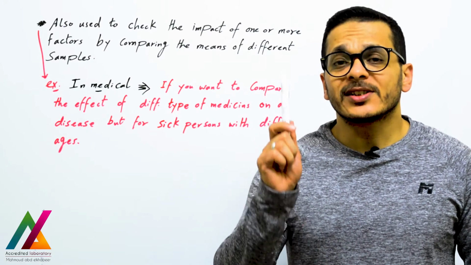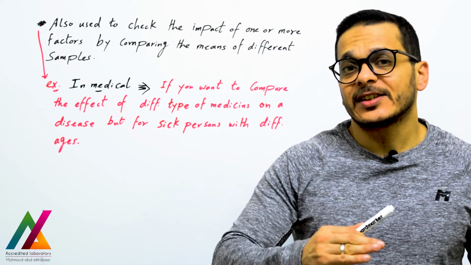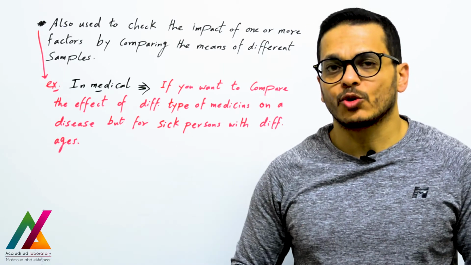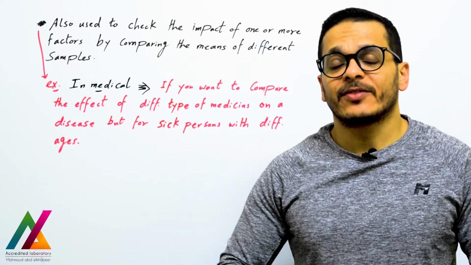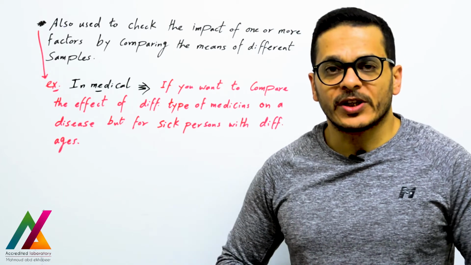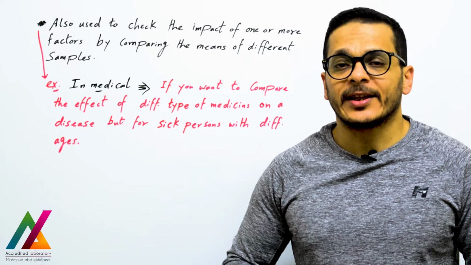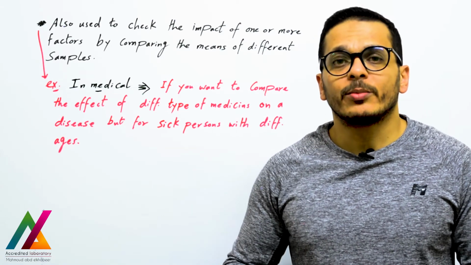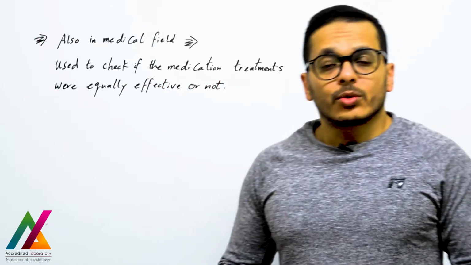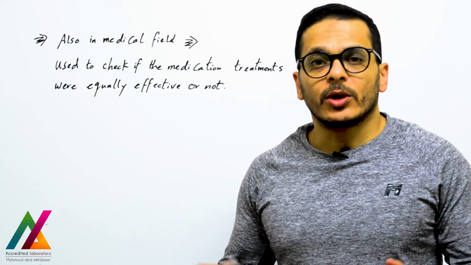You have first different types of medicines that will affect the disease but will not be affected. So this is an independent factor. And another independent factor, which is the ages of sick persons. So the disease will be the dependent variable, and the type of medicines and ages of persons will be the independent variables. It is also used in the medical field to prove if the medication treatments were equally effective or not.